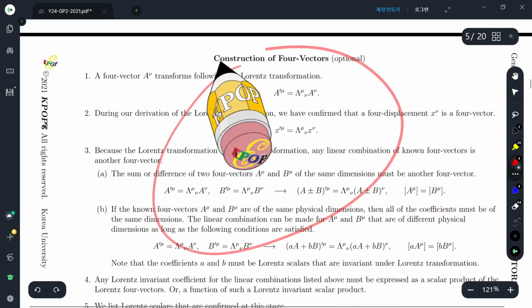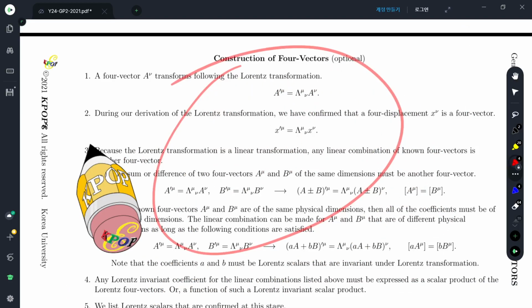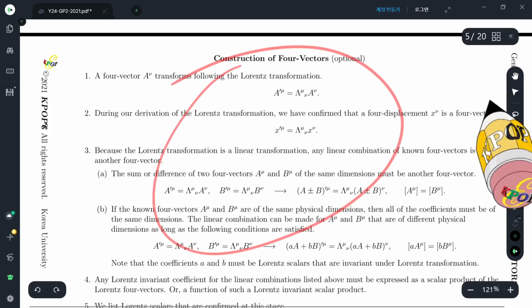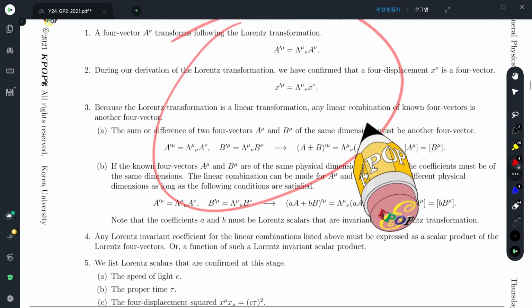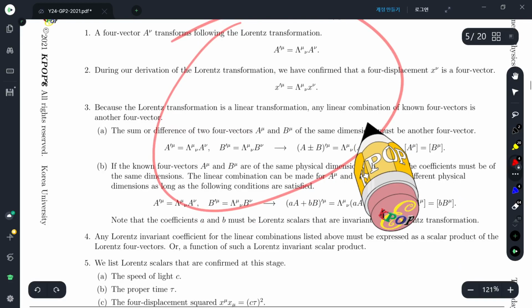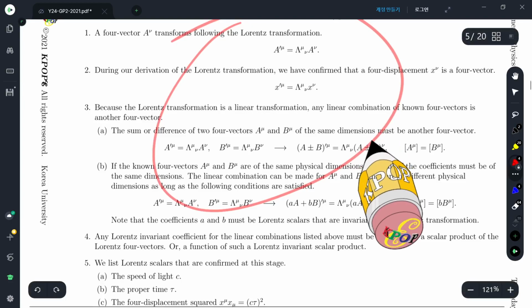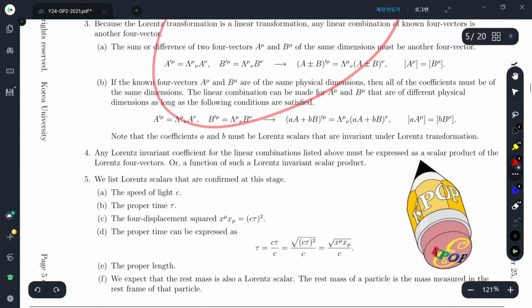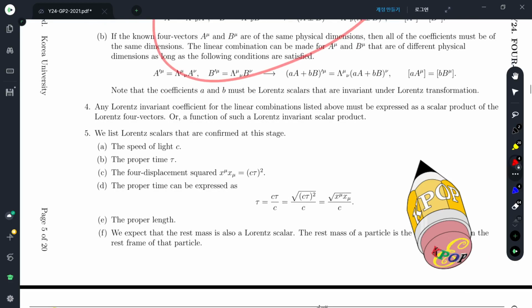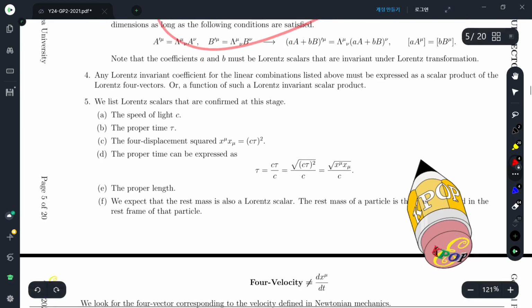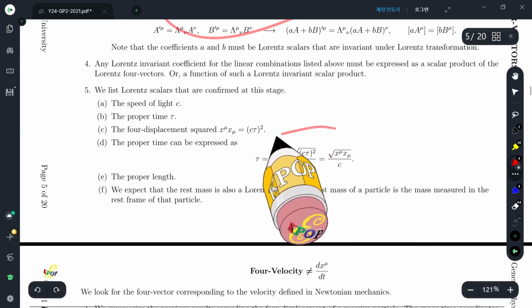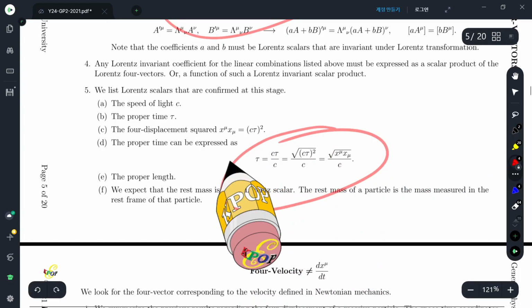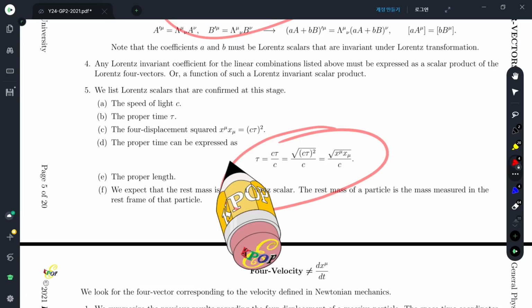This is an advanced explanation for how to find additional four vectors out of known four vectors. So if you have time and intellectual curiosity, you can study further about this. But for the time being, I'm concentrating on a very simple nature: the invariance of proper time, which is independent of the frame of reference.